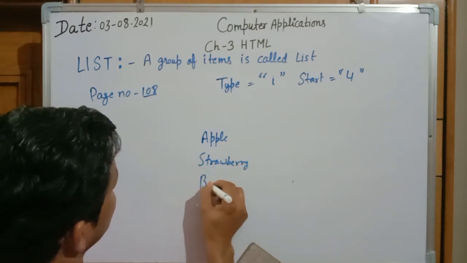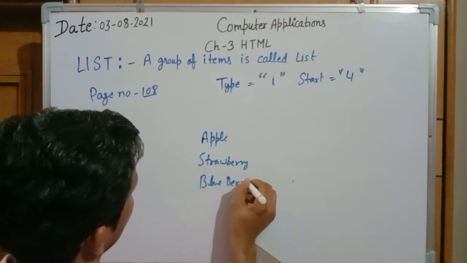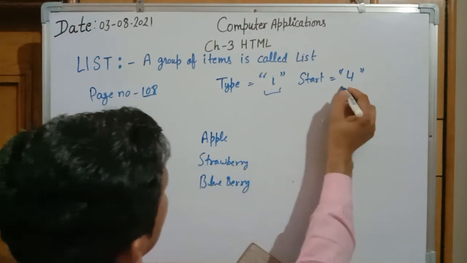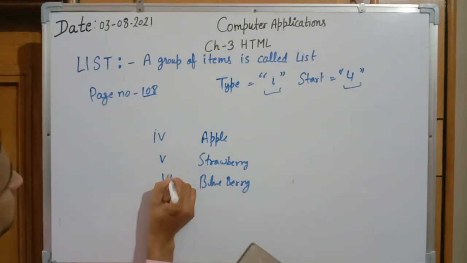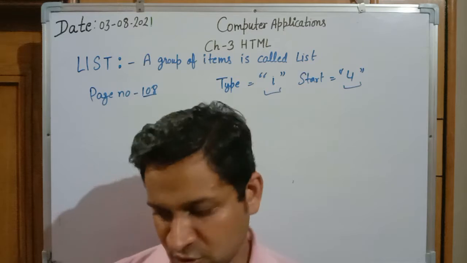And blue. Here see now, type is this, starting position is this. So it will be written 4, 5 and 6. This will be the output.